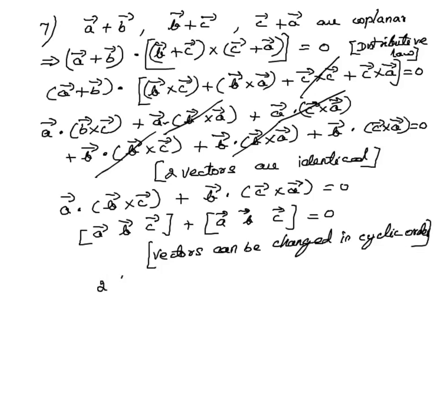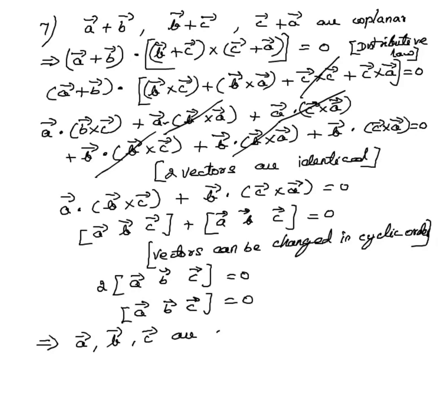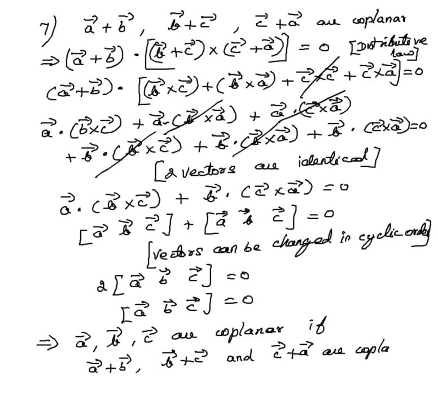So we get 2 times vector A, vector B, vector C is equal to 0. Therefore, vector A, vector B, vector C is equal to 0, which implies vector A, vector B, vector C are coplanar if vector A plus vector B, vector B plus vector C and vector C plus vector A are coplanar. Example 30 is a similar question. Now we will do example 31.